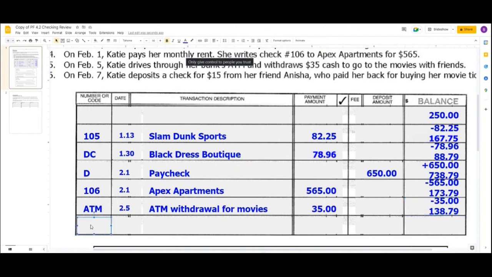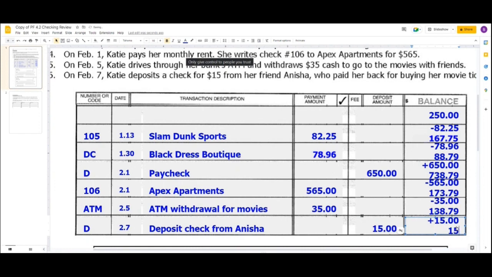Then on February 7th, Katie deposits a check. Ending up with 153.79. All right, so you should have something that looks like that.